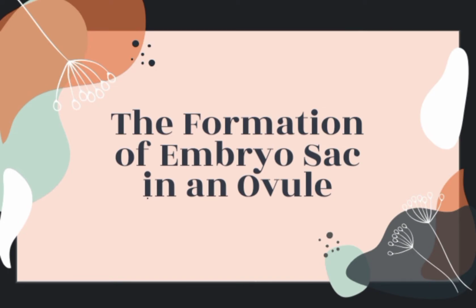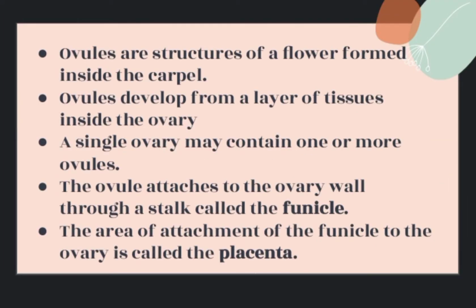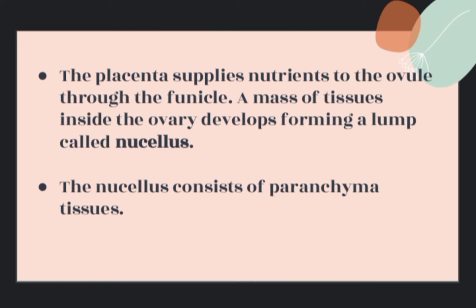The formation of embryo sac in an ovule. Ovules are structures of a flower formed inside the carpel. Ovules develop from a layer of tissues inside the ovary. A single ovary may contain one or more ovules. The ovule is attached to the ovary wall through a stalk called the funicle. The area of attachment of the funicle to the ovary is called the placenta. The placenta supplies nutrients to the ovule through the funicle.